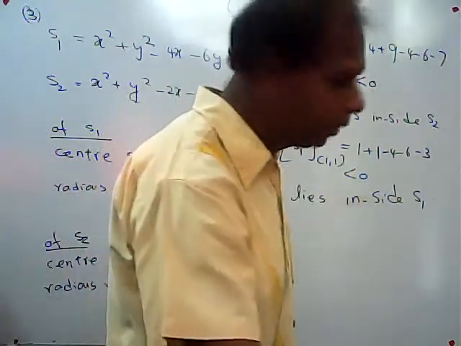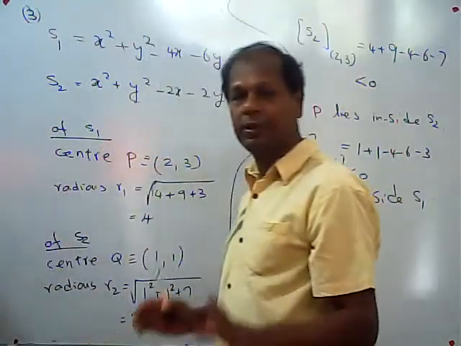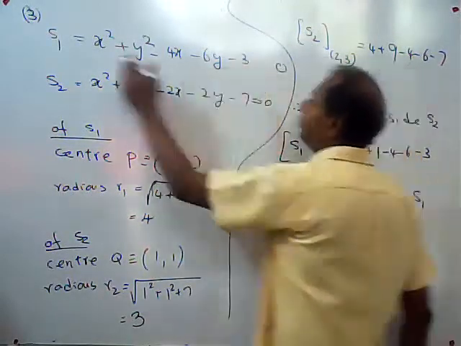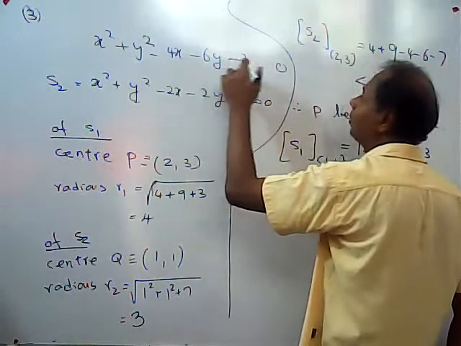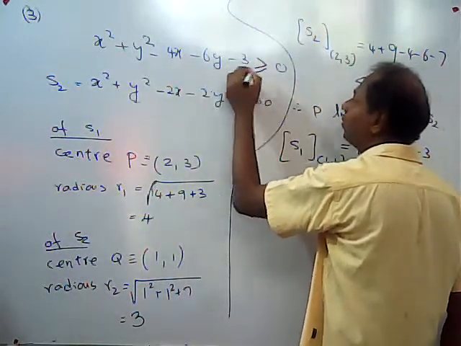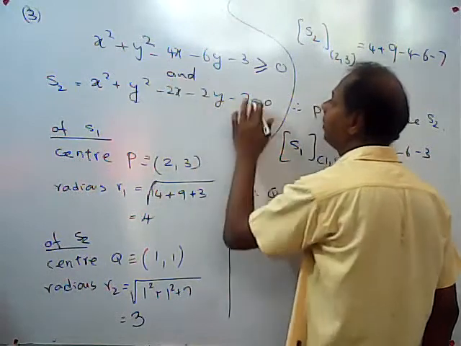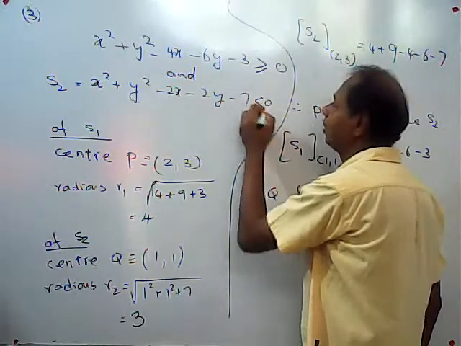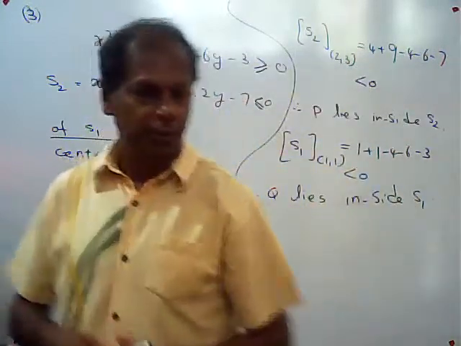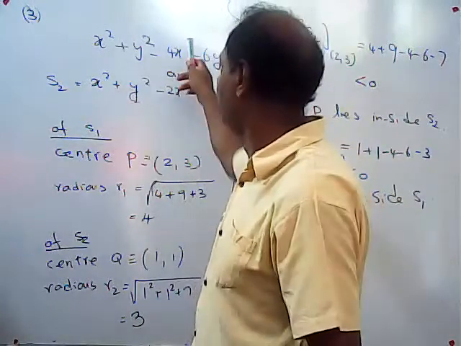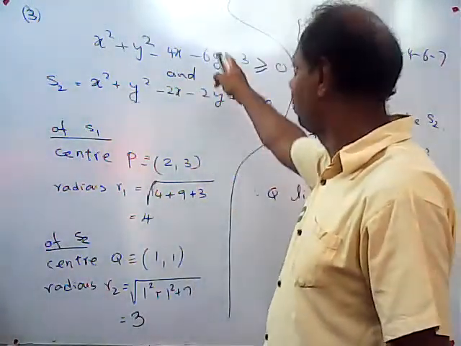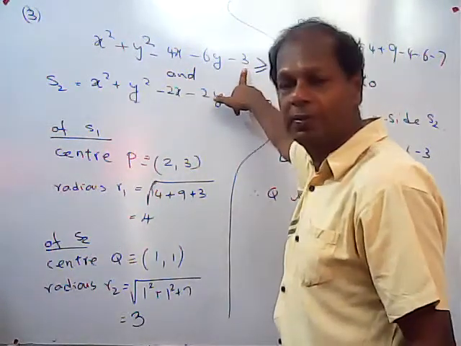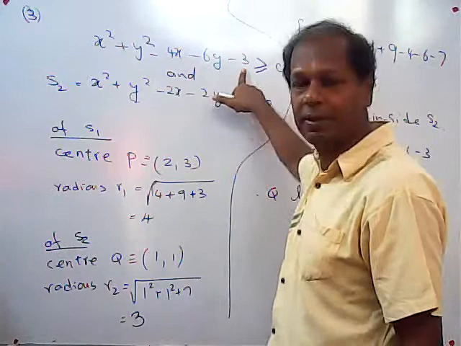Okay, in the next part, you are asked to show the region in the Cartesian plane for which x² + y² − 4x − 6y − 3 ≥ 0 and, at the same time, x² + y² − 2x − 2y − 7 ≤ 0, right? By now you know that to show this region, we have to draw the two circles, S1 and S2. This means the region outside the circle S1.